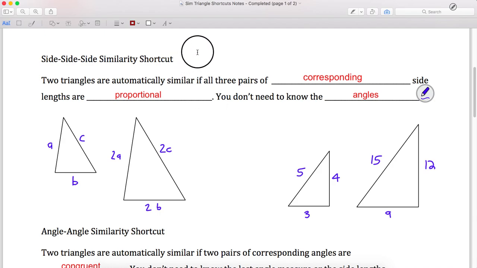And by the way, make sure, I guess we should add this, an abbreviation. The side, side, side similarity shortcut says that if two triangles have proportional side lengths, they're guaranteed to be similar, and we don't need to mess with the angles.